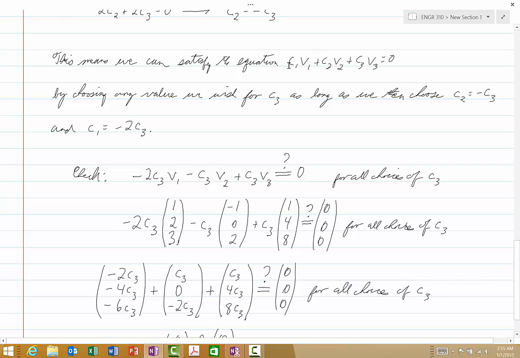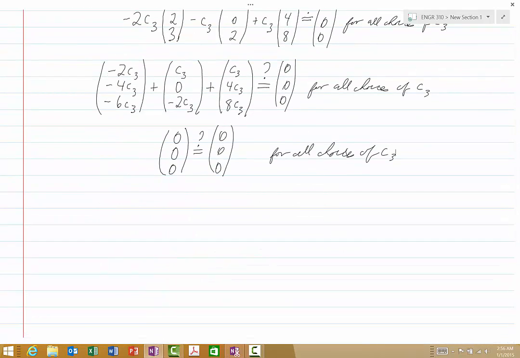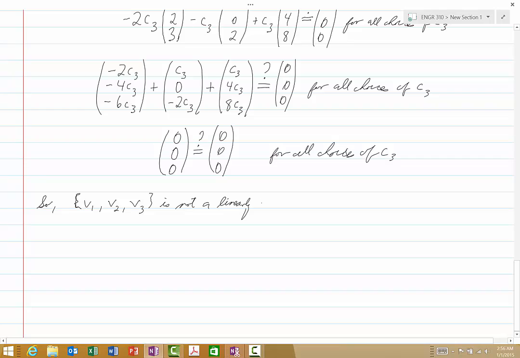And again, remember, for it to be linearly independent, we must have that the only way this equation can be satisfied is C1 equals C2 equals C3 equals 0. But that's not the case. There are many other ways to make this equation true. And so, therefore, we say V1, V2, V3 is not a linearly independent set of vectors.